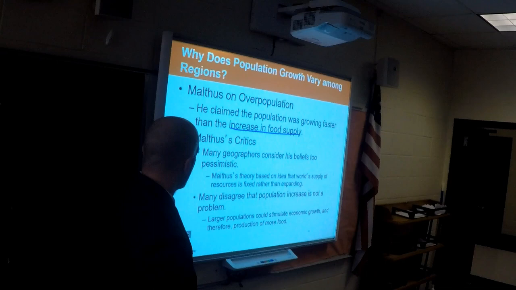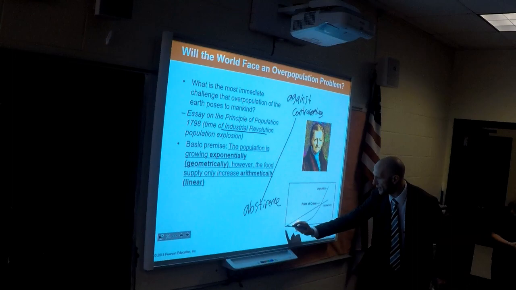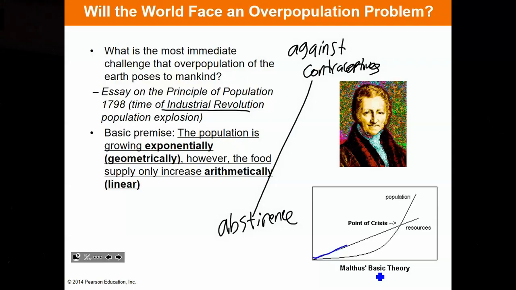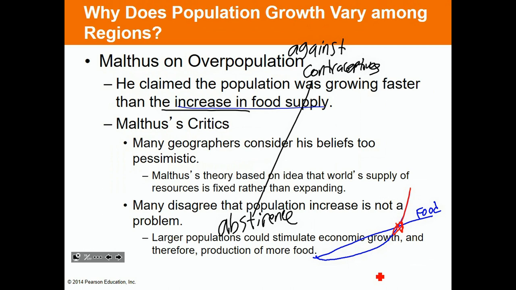And to go back a slide, this is what that looks like. This is the linear growth of the world's food. It's the only resource he's concerned with. And then the population is going to go crazy right here. Is where you get to a point where now there's not enough food and people are going to starve. There's going to be wars over competition for food, and disease and things like this are going to keep the population in check.